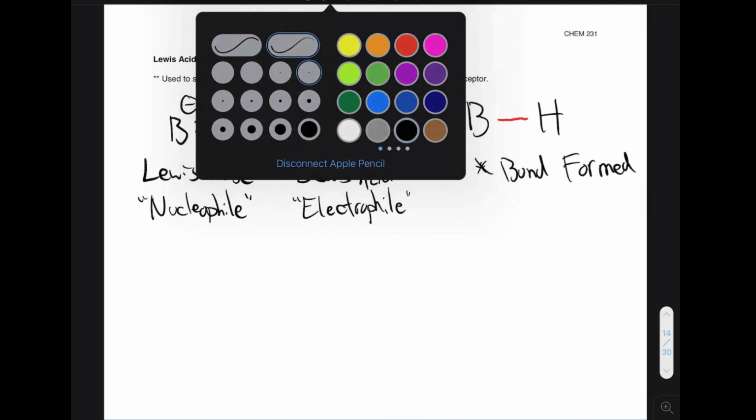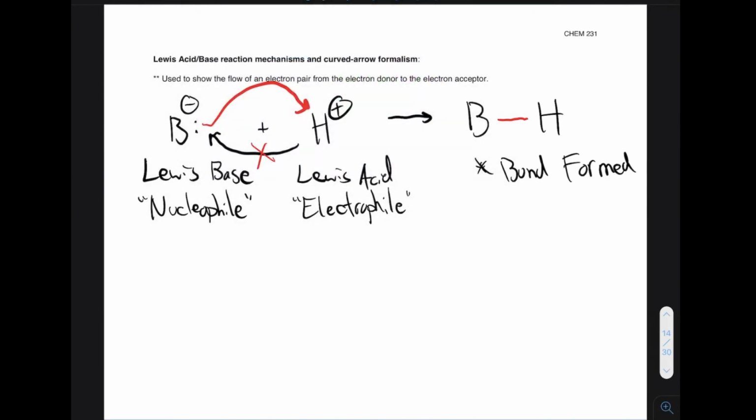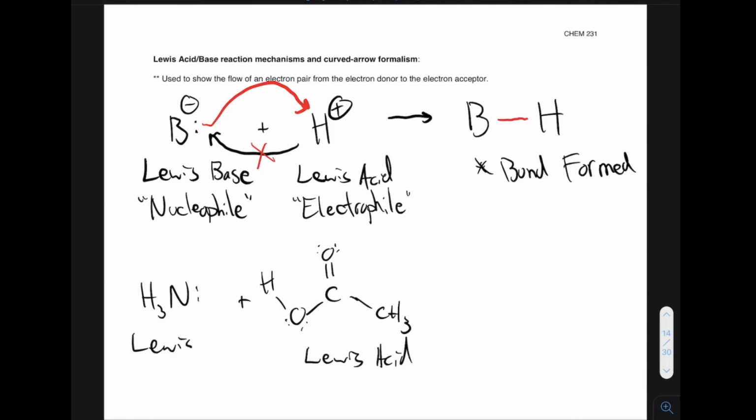I'll give you another quick example of that in more acid-base terms. Let's say we have our ammonium here, and then we have an acid. So we have a Lewis acid and Lewis base. If we were to draw the flow of electrons, we do it like before, showing the electrons going from the nitrogen and towards that hydrogen, right?